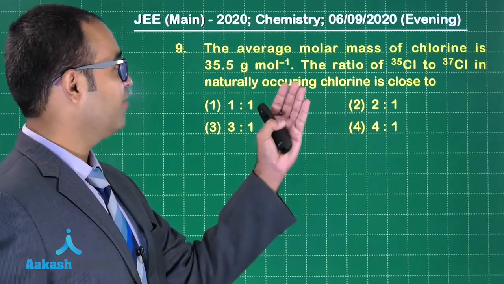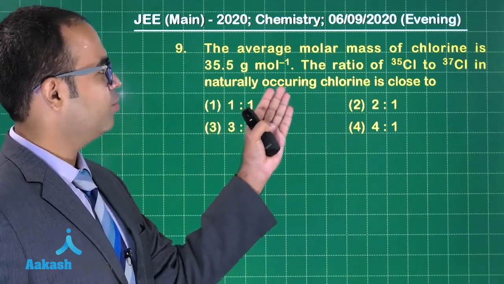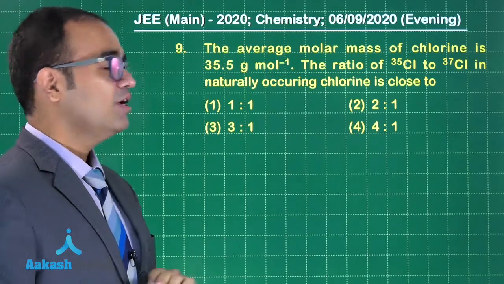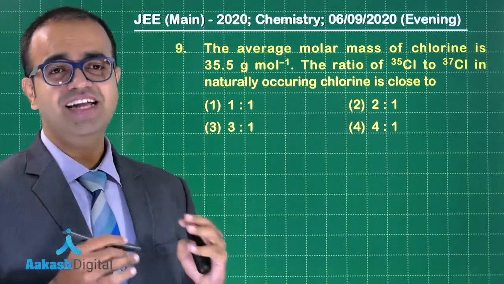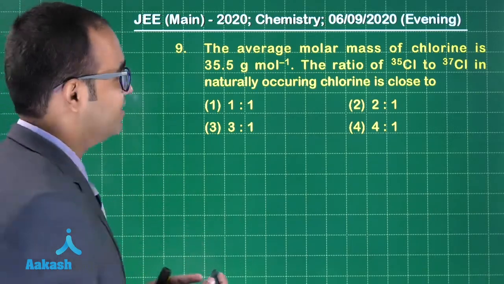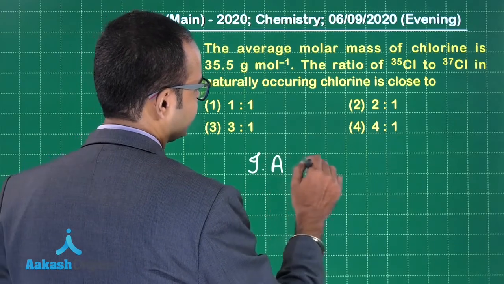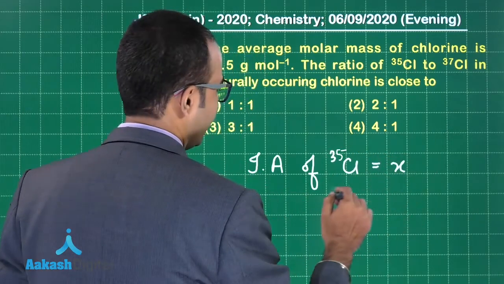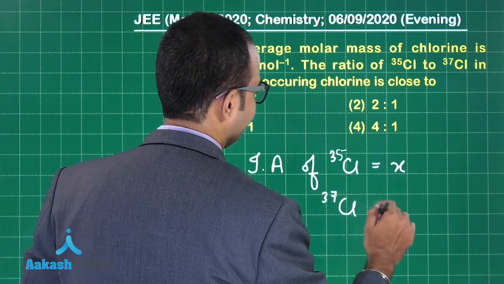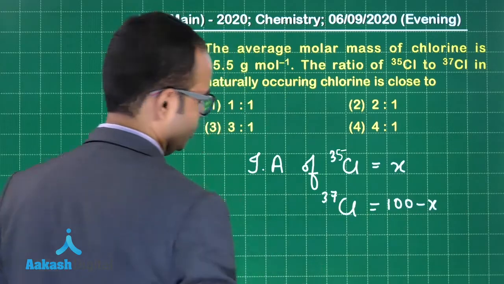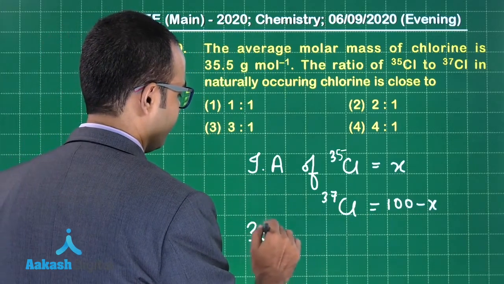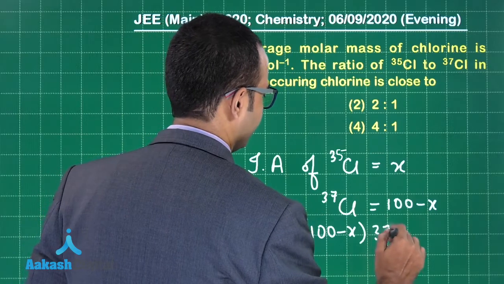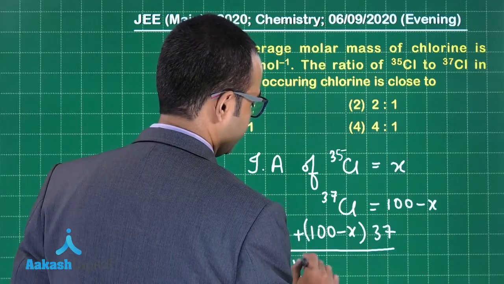The average molar mass of chlorine is 35.5 grams per mole. The ratio of Cl35 and Cl37 in naturally occurring chlorine is close to. Don't be surprised, guys. This is a question on average molar mass. Okay, let us solve this very quickly. Let the isotopic abundance of Cl35 be X and that of Cl37 be 100 minus X. So what we'll do? 35 into X plus (100 minus X) into 37, divided by 100.